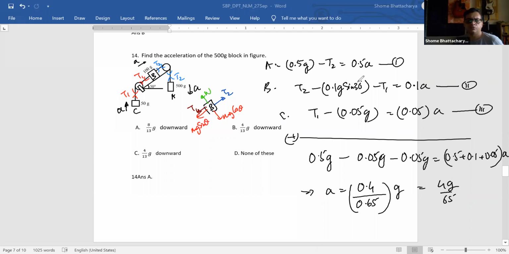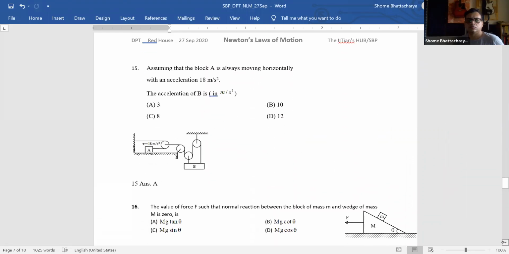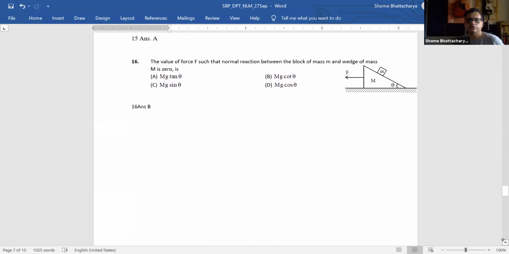Oh, okay, okay. It should be 40. My mistake. Correct. So then it will come out to be 8 by 13. Correct. All right, so hope this is clear. So let's move on to 16th now. I don't think anybody had a doubt in 15th question.